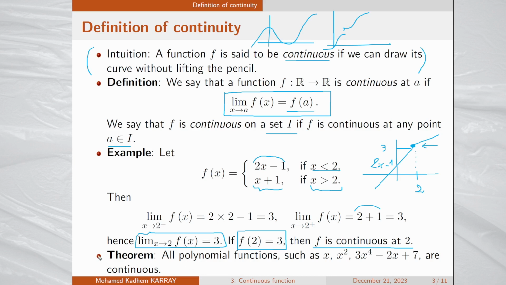A useful theorem says that all polynomial functions, such as x, x squared, or any combination of powers of x, are indeed continuous functions.